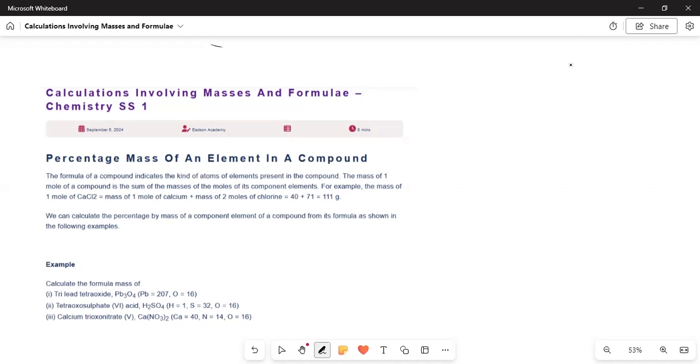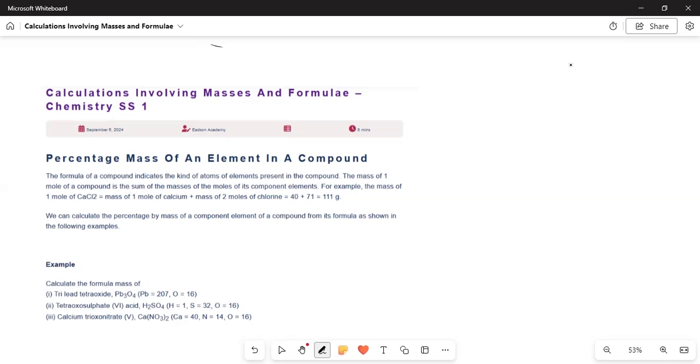In this lesson, we'll be looking at calculations involving masses and formulae. In a previous class, we talked about symbols and formulae of substances. We were made to understand that while symbols are used to represent atoms of elements, formulae, as the plural of formula, represent molecules of compounds or molecules of elements. We were also told that the mass of 1 mole of a substance is known as the molar mass of that substance. But there are calculations associated with such masses and formulae.